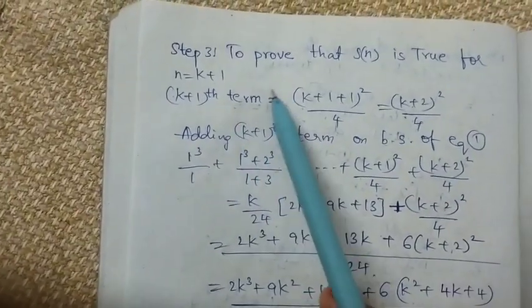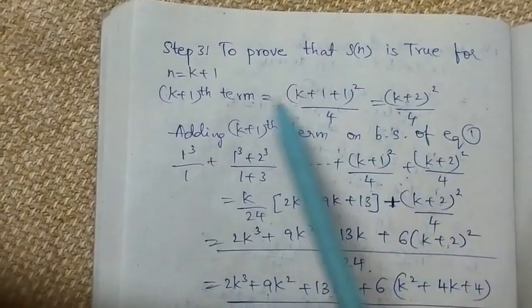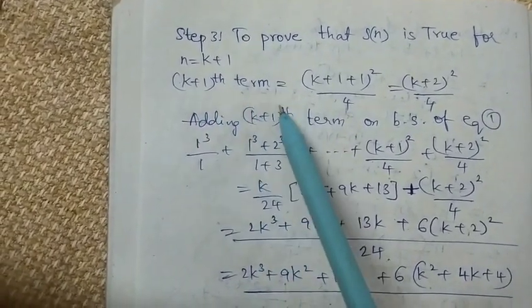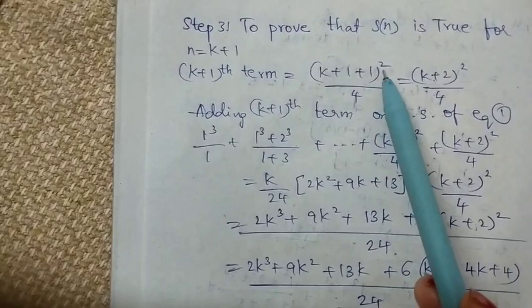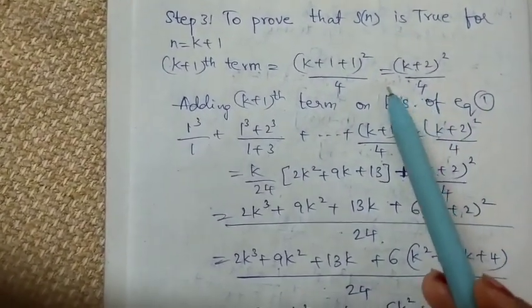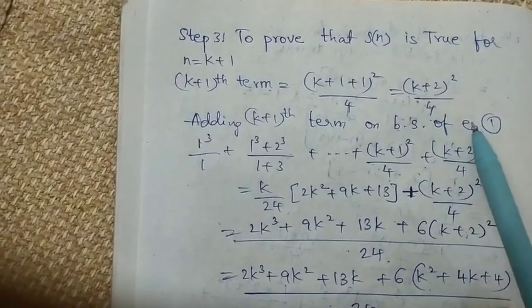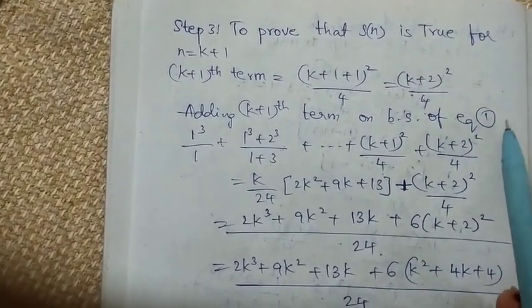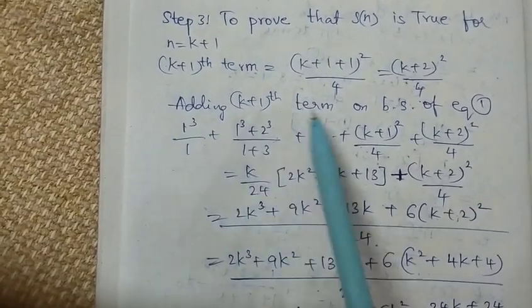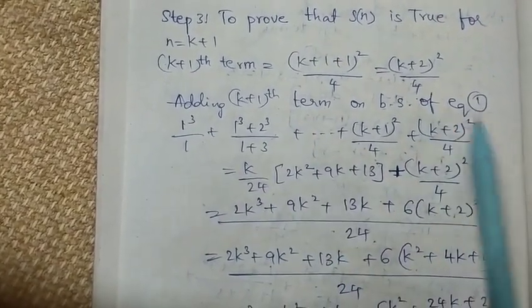Now in step 3, we have to prove that the statement is true for n equals k plus 1. So let's consider the k plus 1 term. The k plus 1 term, we know, is k plus 1 plus 1 whole square divided by 4, which is equal to k plus 2 whole square by 4. Now add this term on both sides of equation 1 that we got in terms of k, since we have assumed that the equation is true for k. So we add the k plus 1 term on both sides of equation 1.